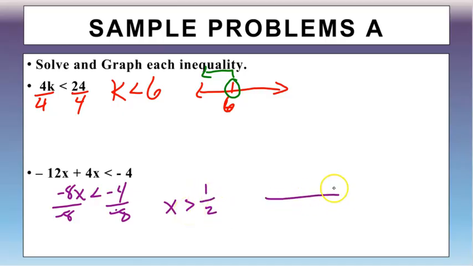And then on a number line, we have 1/2 here. It cannot equal it, so it's an open circle. It has to be greater than, going to the right.